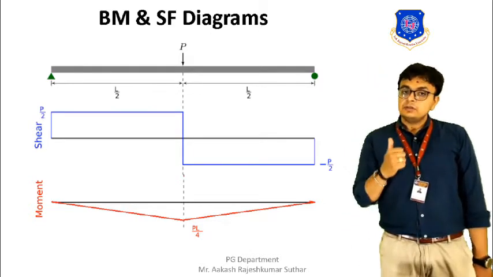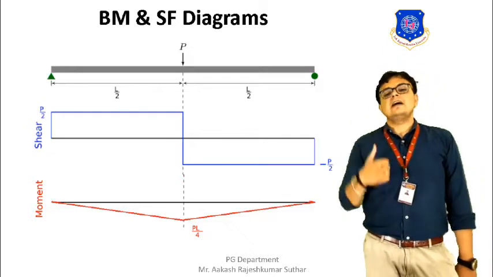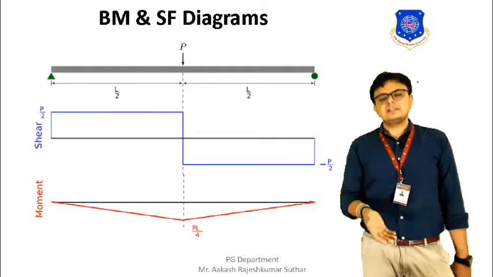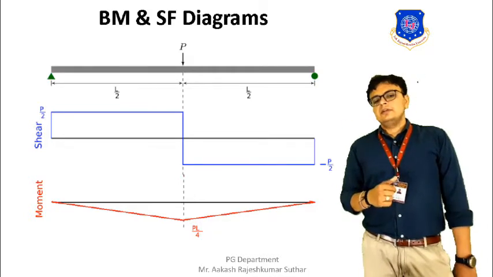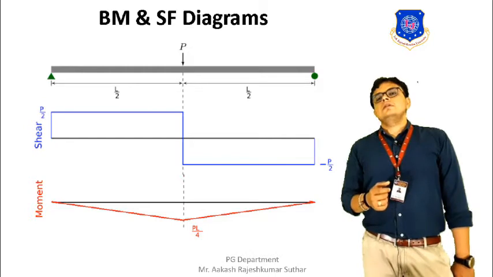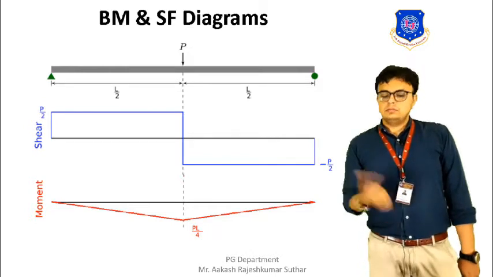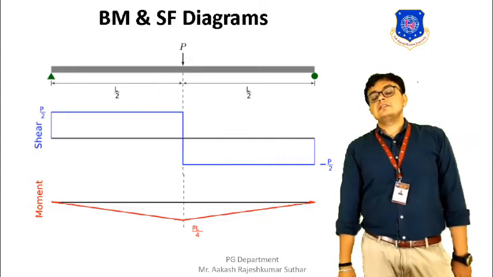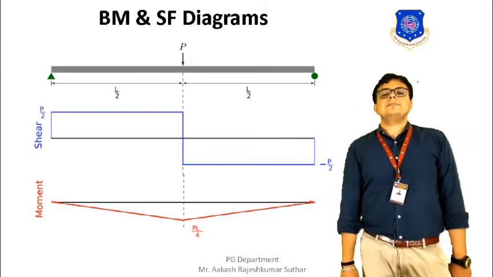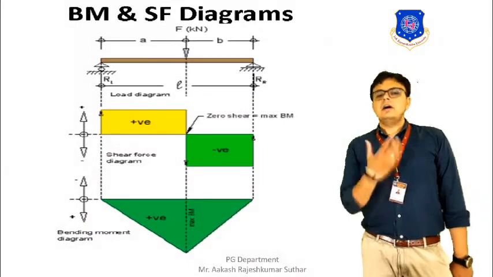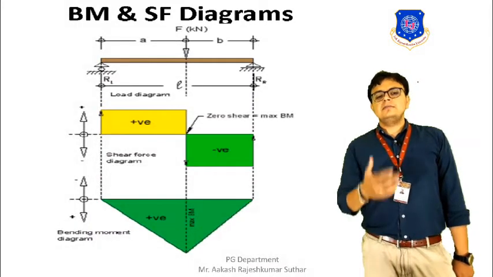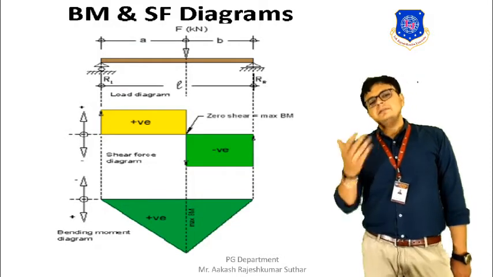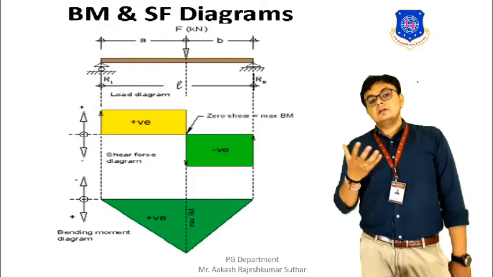At the same time you can see that there is a bending moment diagram. For a point load, its intensity will be PL by 4, at the center. So this is how the bending moment and shear force diagrams for the simply supported beam can be drawn. Similar kinds of bending moment and shear force diagrams can be drawn in different types of members also.